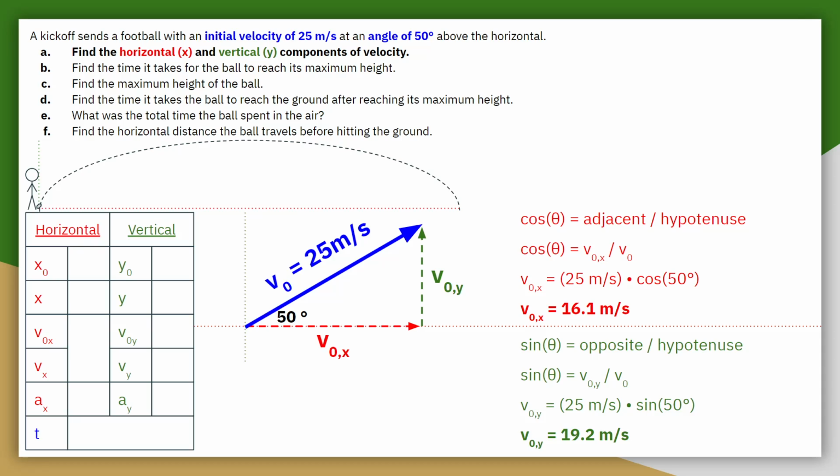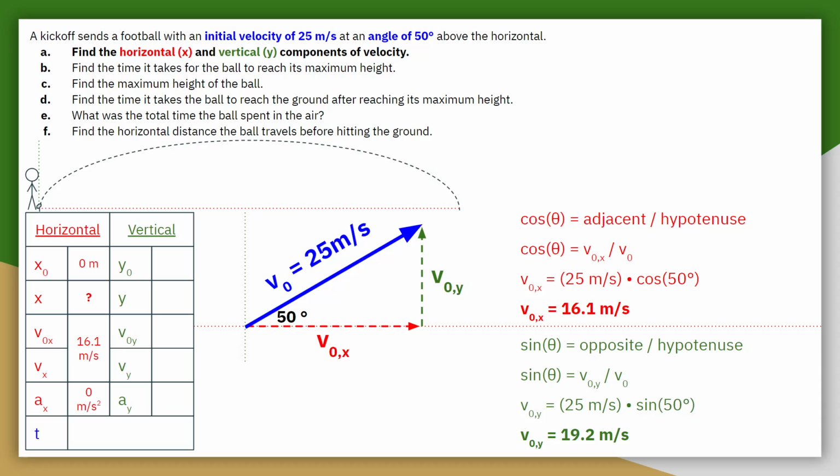Now that we have this, we can start populating our list of variables. We have previously defined our starting position of the ball as a horizontal position of 0 meters. We don't know where its final position is going to be. That's actually what we're solving for in part F. But we do know its initial horizontal velocity is 16.1 meters per second. And because this ball is behaving like a projectile, we also know that that would be its final horizontal velocity, because for projectile motion, the horizontal acceleration would be 0.